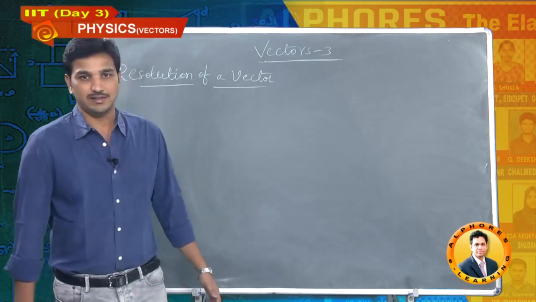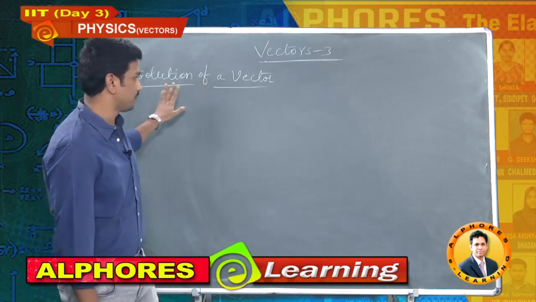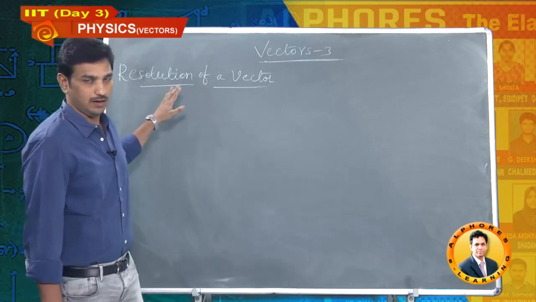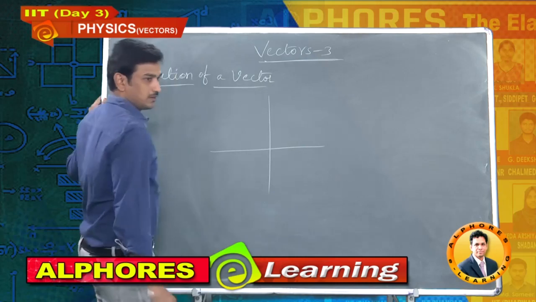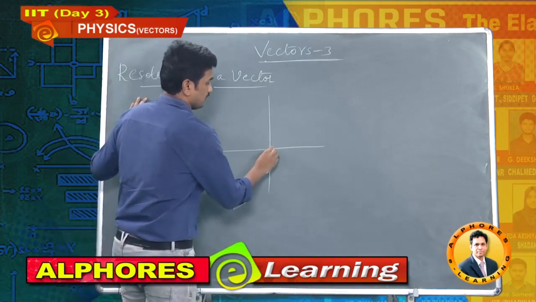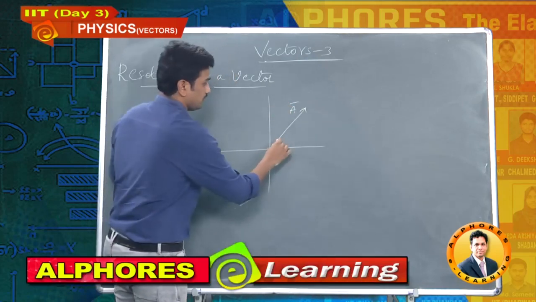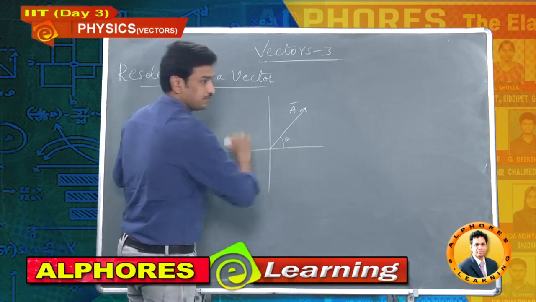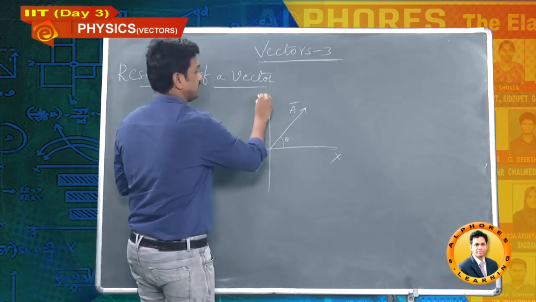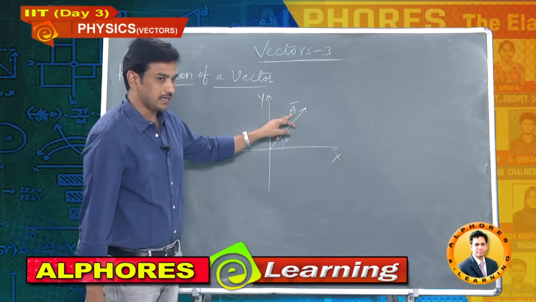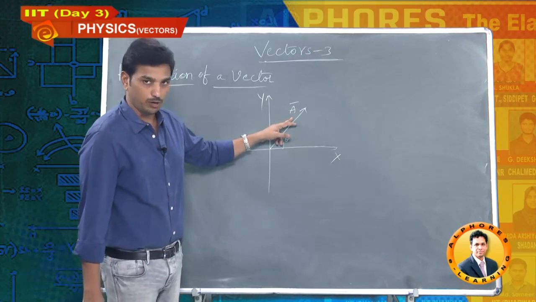So yesterday we had a discussion about resolution of a vector. Once again we will continue this resolution of a vector. Let this be a vector A bar. It is having an angle theta. Let this be the x direction and this the y direction. The vector is in 2D. A vector in 2D has two components. What are those?